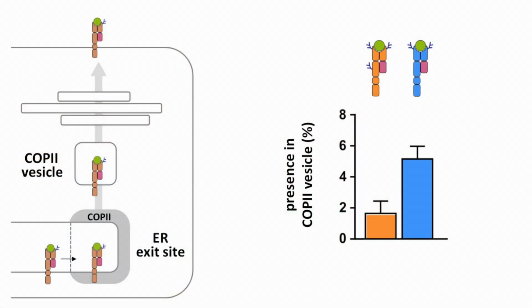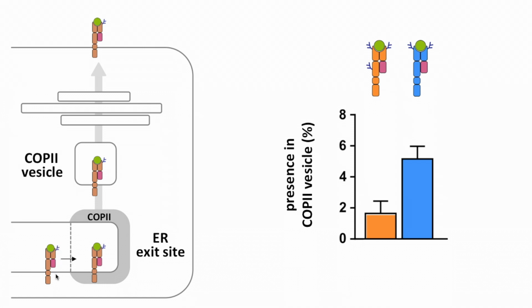In an in vitro COP2 budding assay, we demonstrated that H2DB and H2KB traffic differently to the cell surface because of a step that takes place inside the ER and before the arrival at the ER exit sites, so here.